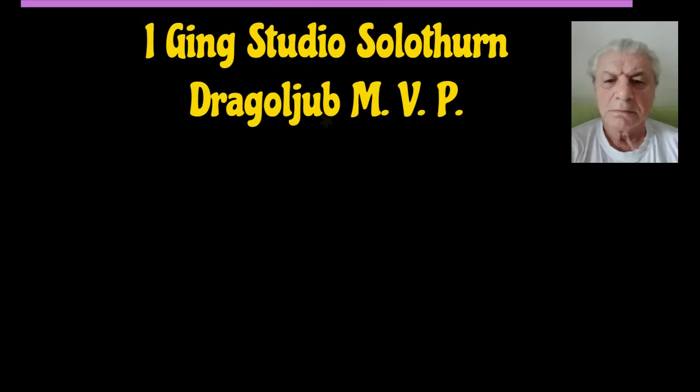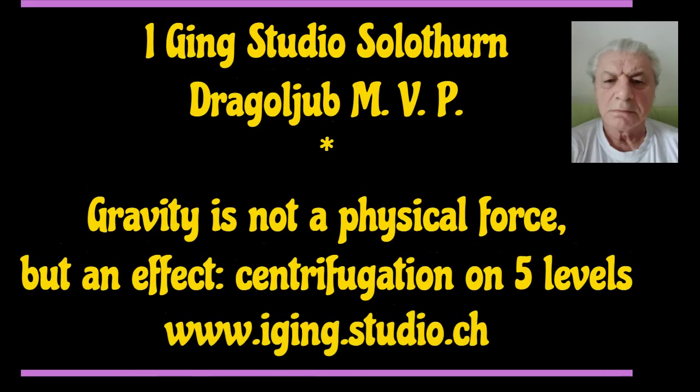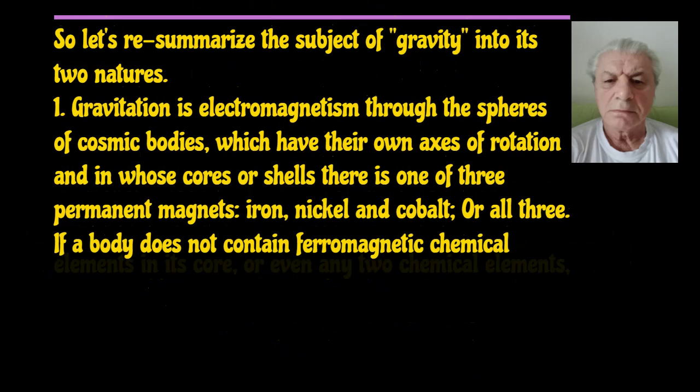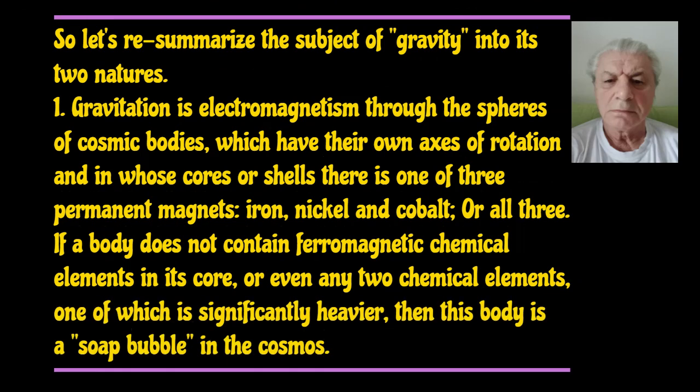Gravity is not a physical force, but an effect, centrifugation on 5 levels. So let's re-summarize the subject of gravity into its 2 natures. 1. Gravitation is electromagnetism through the spheres of cosmic bodies, which have their own axes of rotation and in whose cores or shells there is one of 3 permanent magnets, iron, nickel and cobalt, or all 3.